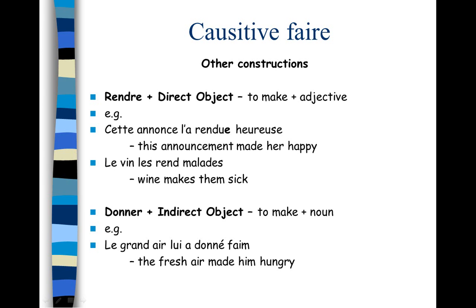Donner plus indirect object to make plus a noun. Here's a typical example. Le grand air lui a donné faim. In English we say the fresh air made him hungry. The fresh air gave him hunger, literally. So you use donner with a noun, to give him hunger. Probably you see that in this kind of construction most frequently, and you do see this a fair bit with the adjective. And that is a little about causative faire.